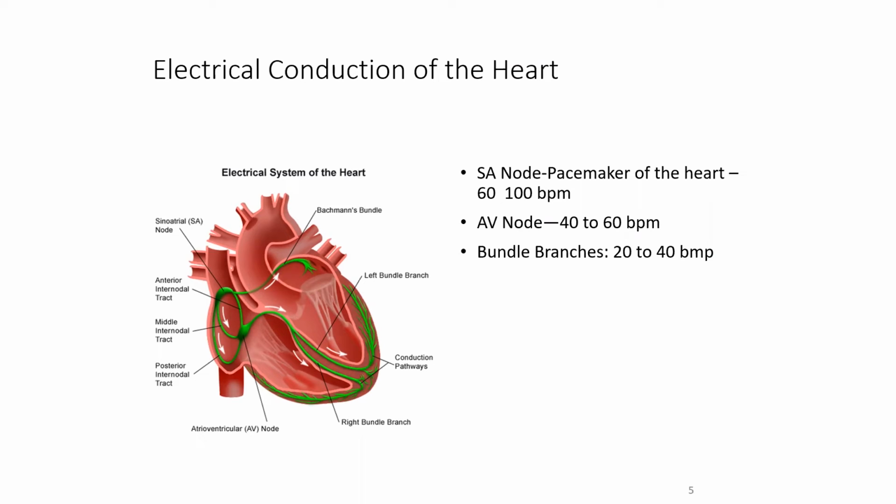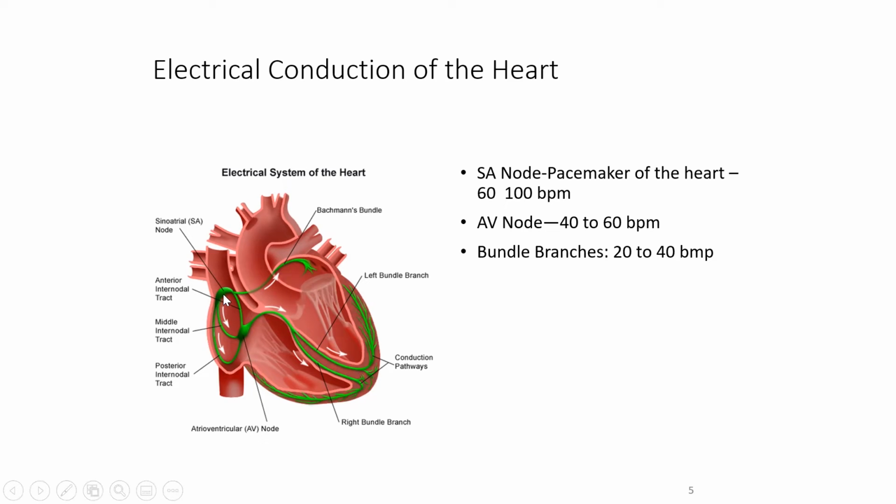There's a certain system that you should know. There is the SA node, here in the right atrium, in the back of the right atrium. This is called the pacemaker of the heart. The rate for the SA node is 60 to 100 beats per minute in a resting state. And as you know, the normal pulse rate is 60 to 100. So again, the SA node is considered the pacemaker of the heart. It is what initiates the impulse to start the contraction process.